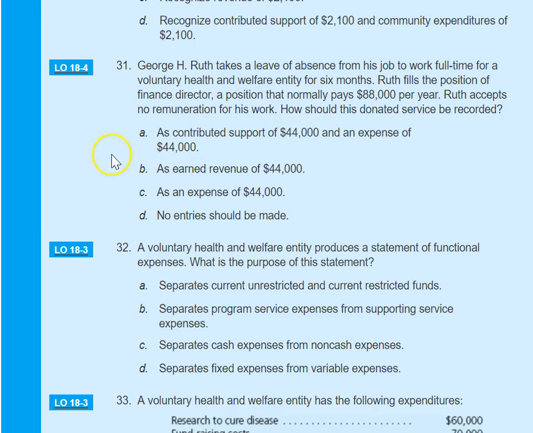So I think number A is correct. It's not an earned revenue, and it's not directly an expense, and no entry should be made. So here it is, number A. Now let's see a couple more.